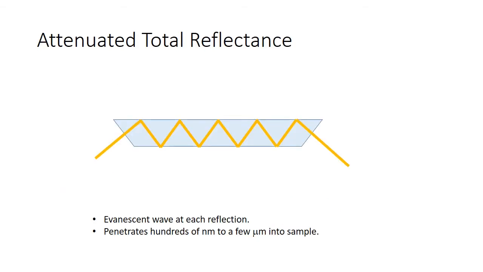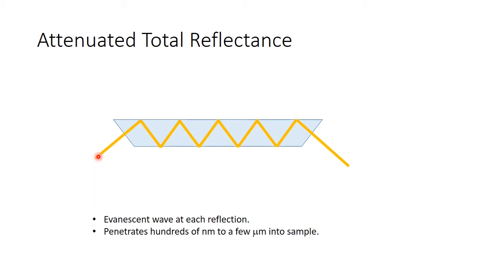Another common geometry that I want to take a minute to explain is attenuated total reflectance. We often call this ATR. In this case, our infrared light travels down some kind of crystal. This crystal has the shape of a trapezoid. After the infrared light enters the crystal, it internally reflects off of these surfaces and travels down the entire length of the crystal until it exits out the other side.